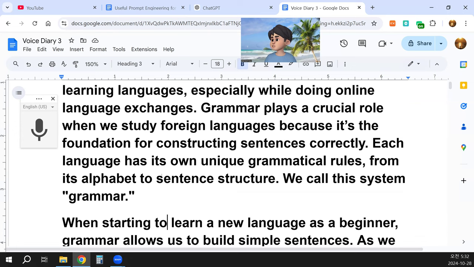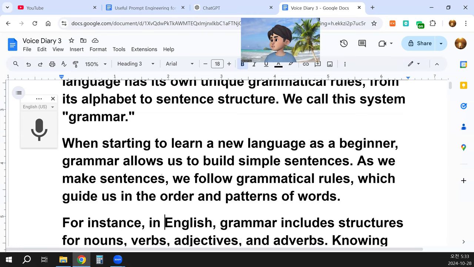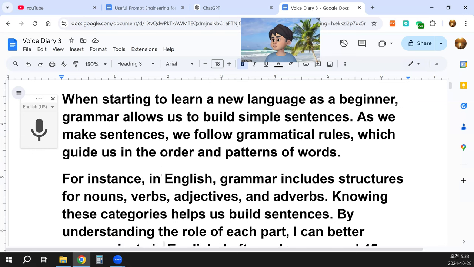When starting to learn a new language as a beginner, grammar allows us to build a simple sentence. How do we make a sentence? We follow the grammatical rules, which guide us in the order and patterns of words. For instance, English grammar includes structured pronouns, verbs, adjectives, and adverbs. Knowing these categories helps us build sentences by understanding the role of each part.